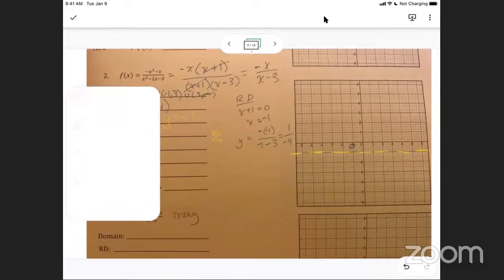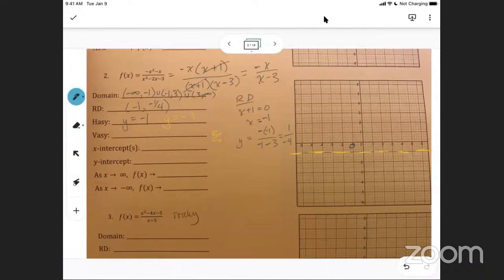How about my vertical asymptote? What's that going to be? Isn't the vertical asymptote x equals 3? Exactly. You set the denominator equal to 0 for this. So x minus 3 equals 0. The vertical asymptote is your denominator set equal to 0, so x equals 3. So here's my asymptote right there.